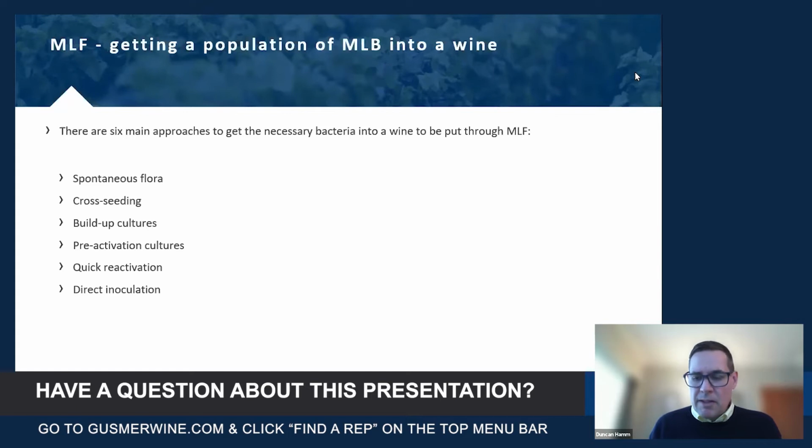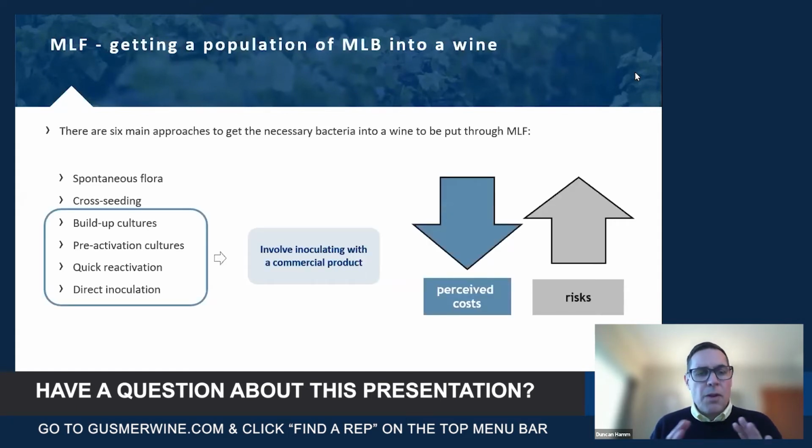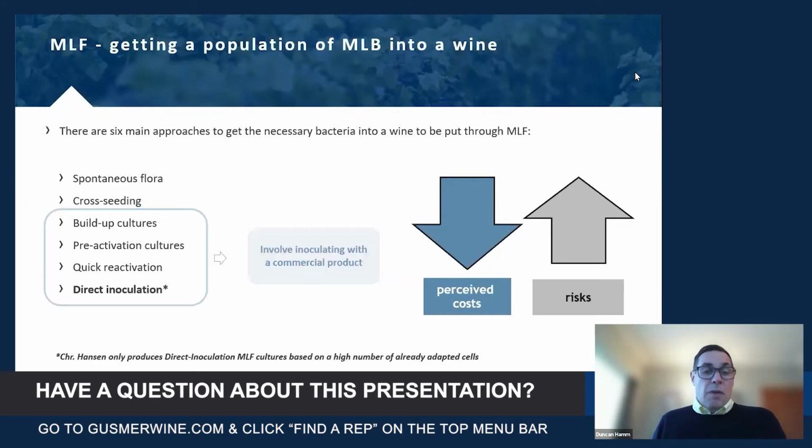And then lastly, we have direct inoculation. So all 4 of those are commercial products that you would buy. So they're commercial cultures. But as we go through the list from build up through to direct inoculation, we'd say there's actually an increase in the perceived cost. And I say perceived rather than actual cost, because the flip side of that is that there's more risk involved with the more basic cultures. So the more advanced the cultures, the less risk. And actually the costs arguably are lower using something like direct inoculation. It's the highest quality cultures you can buy. And in Christian Hansen, we only produce direct inoculation cultures.